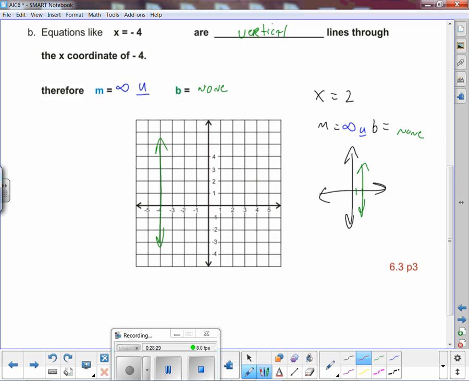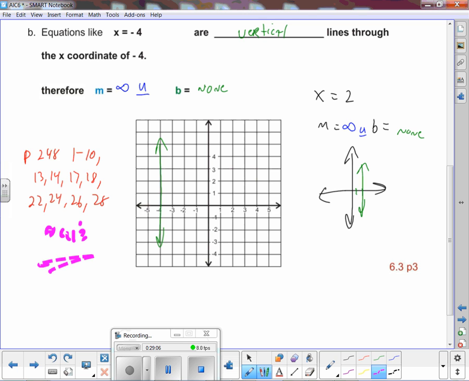Oh, you definitely need graph paper for tonight. All right, tonight's work is page 248. 1 through 10, don't have a cow. A lot of those are quick. 13, 14. 17, 18. 22. 24, 26, and 28. And we do have a quiz mañana. All right. Have a great day.